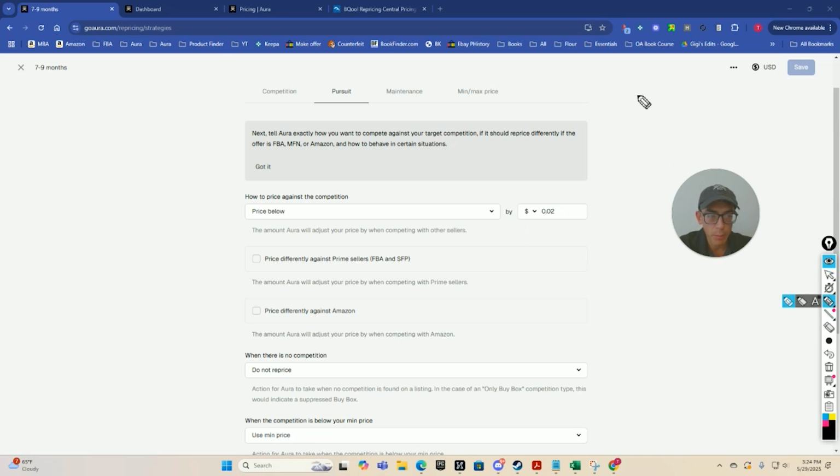So if I say the minimum price is 40 and the maximum price is 50, the lowest the book will ever go is 40. It doesn't matter whether I undercut by a penny or undercut by $1, it doesn't matter. The lowest it will ever go is 40. In other words, we are setting the floor price for that book as low as it can go.